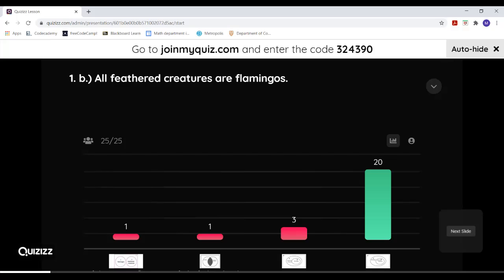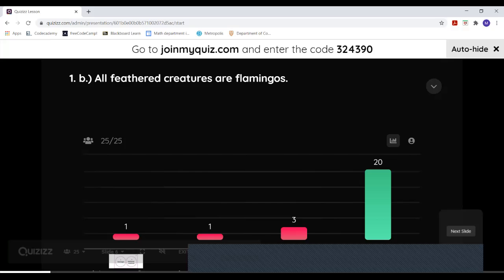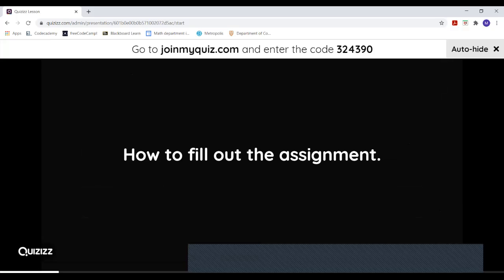Okay, it looks like most people are getting it. If feathered, then flamingo, which means feathered is the smaller set, flamingo is the larger set. So this is like the other statement, just kind of backwards from what they were saying. I think the next one says the assignment.